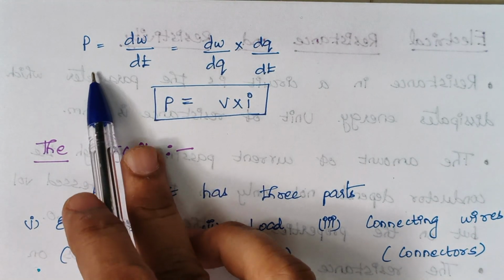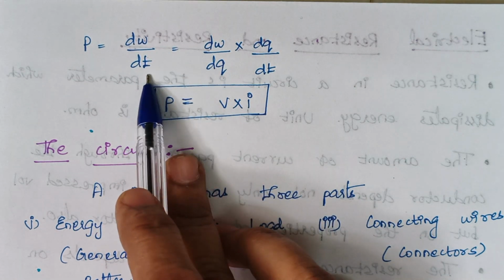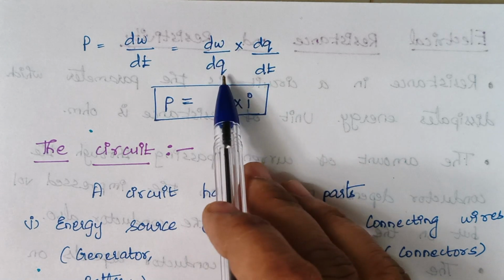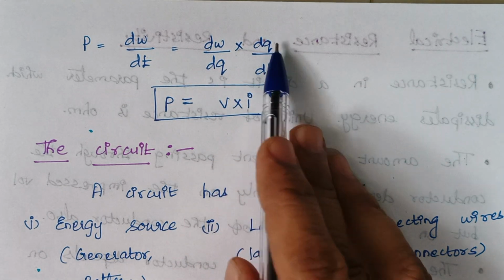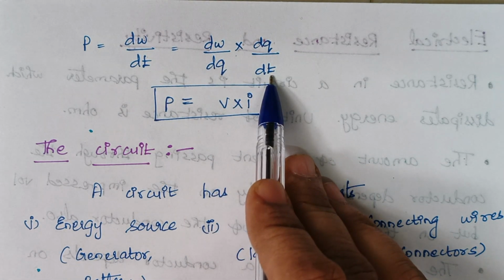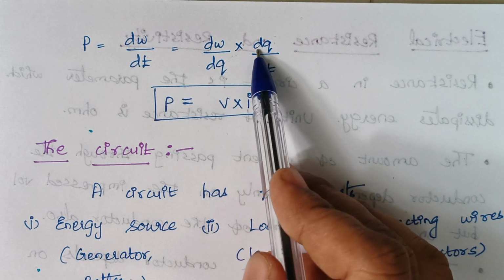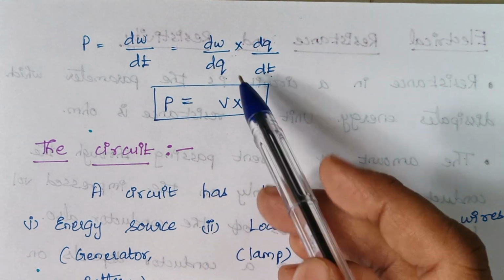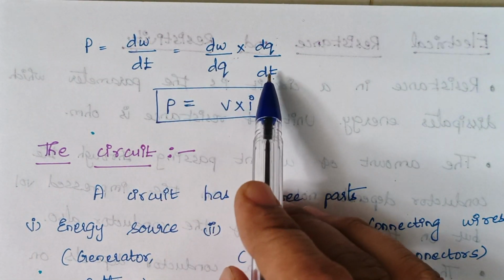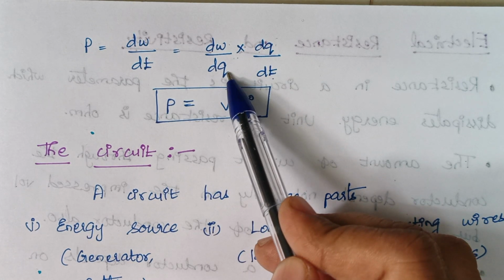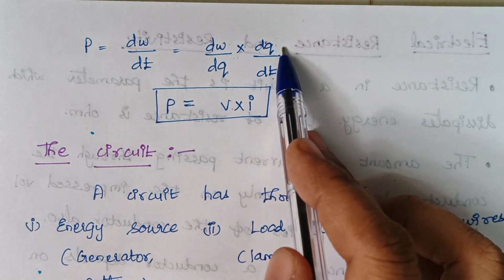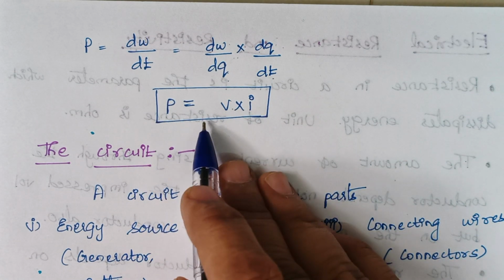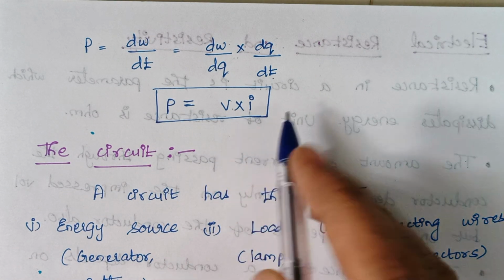And here P is equal to dW by dt. This dW by dt can be written as dW by dq into dq by dt. Because you see this dq cancels each other and finally we will be having dW by dt. So we are just reframing like this. So dW by dq is nothing but V and dq by dt is nothing but our I. Therefore P is nothing but V into I.